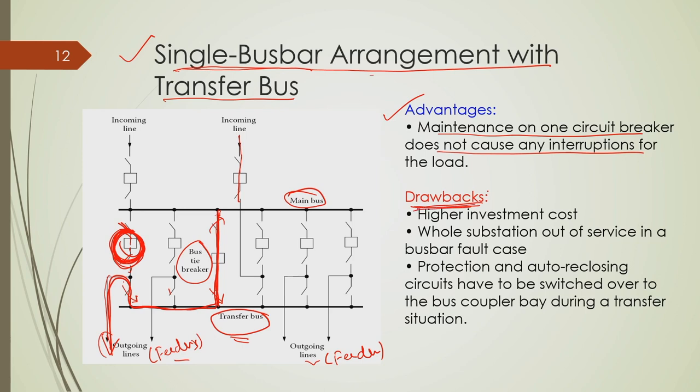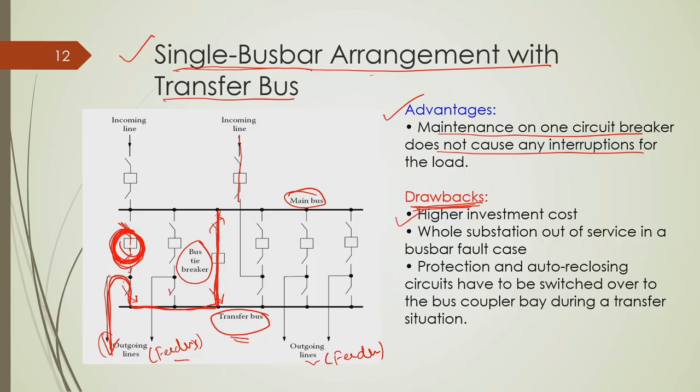As I said, whenever you make some sophisticated arrangement, you need to pay more. So, higher investment cost, and the whole substation would be out of service in case of a bus bar fault. If there is any fault in the main bus, there is no other way to keep this circuit energized. So, the whole substation will be out of service.